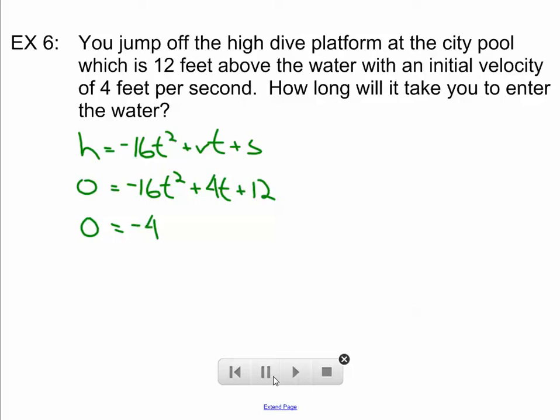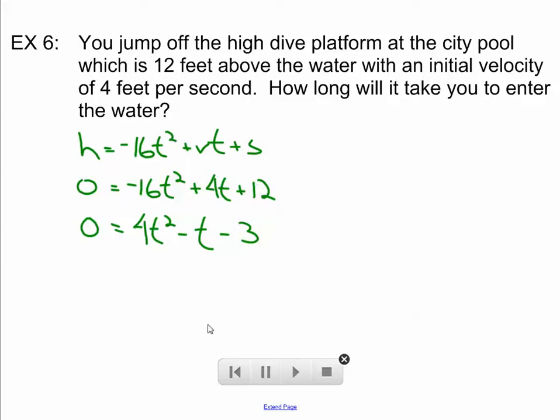All right, now what I've done here in this step is I'm going to divide both sides of this equation by negative 4. And I'm allowed to do that as long as I do the same thing to both sides of the equation. The equation is equivalent. So negative 16 divided by negative 4 is 4. 4 divided by negative 4 is negative 1. And 12 divided by negative 4 is negative 3.